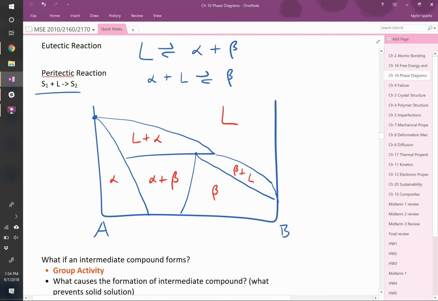Where in this diagram is there a peritectic? Where is alpha plus liquid upon cooling down giving you beta? Right there at that point, right? This is our peritectic point.